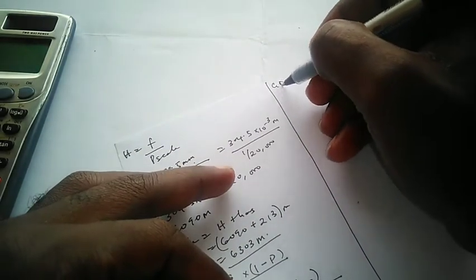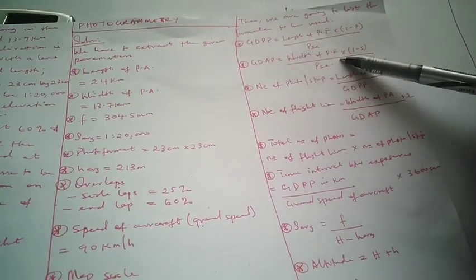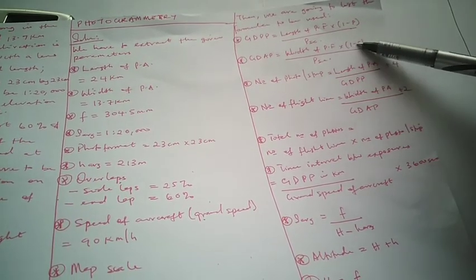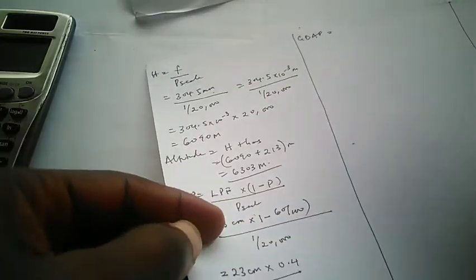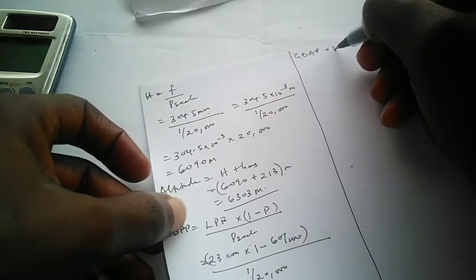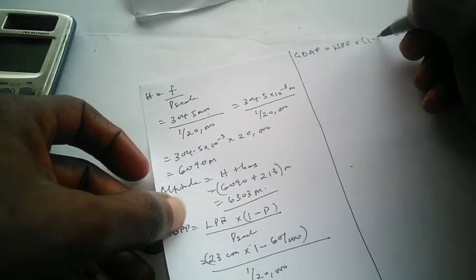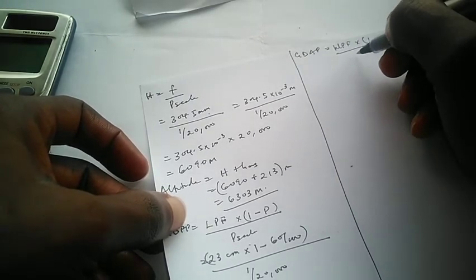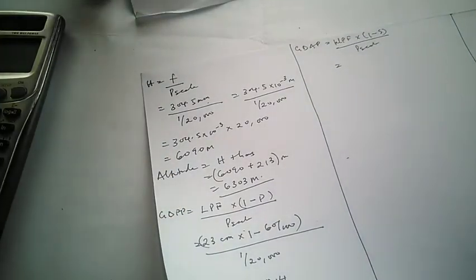Now the next thing we are going to compute is the ground distance between adjacent points. And we've been told that the formula for the ground distance between adjacent points is equal to the width of the photo format times 1 minus the side lap, divided by the photo scale. So we have the width of the photo format times 1 minus S, all over our photo scale here.